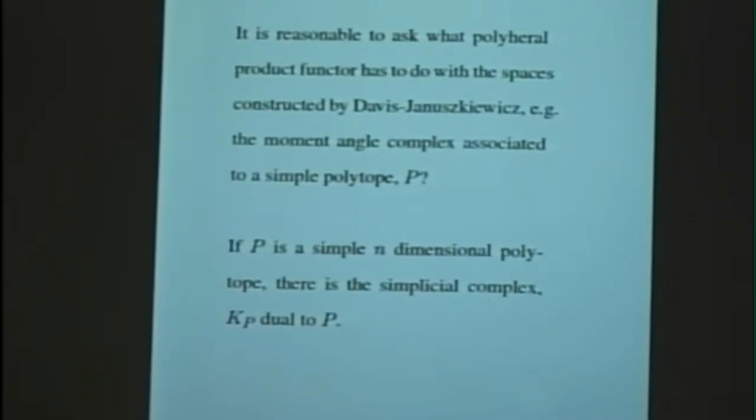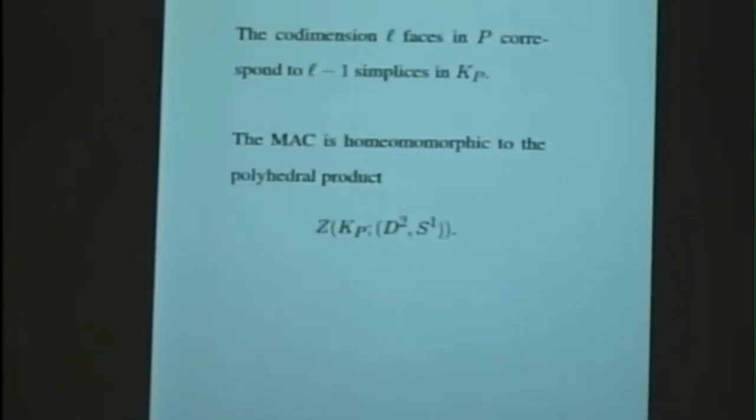So starting with a polytope, you can construct its dual, K sub P. This is a simplicial complex. I described how you associate to each codimension L face in P an (L-1)-simplex in K sub P, and there's a very precise way of constructing the duality. And the theorem is that the polyhedral product functor for the dual simplicial complex, (D², S¹), is the moment-angle complex that Davis and Januszkiewicz constructed for P.